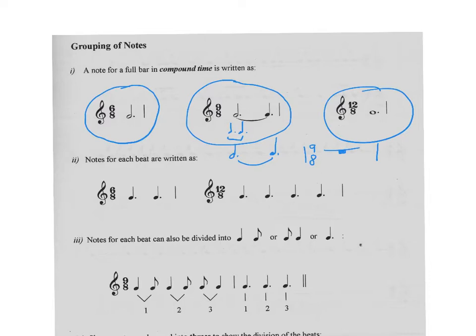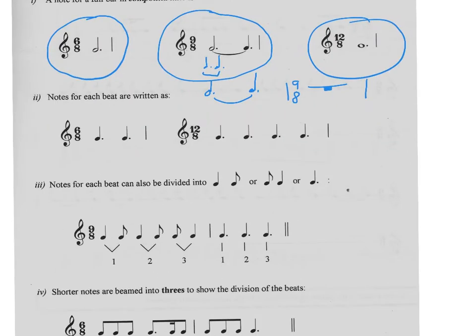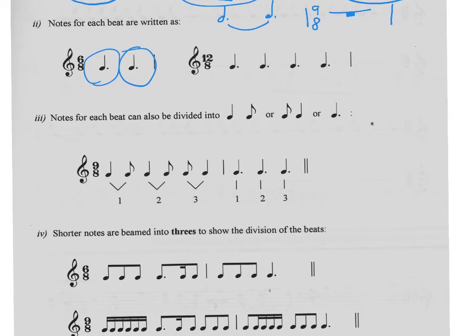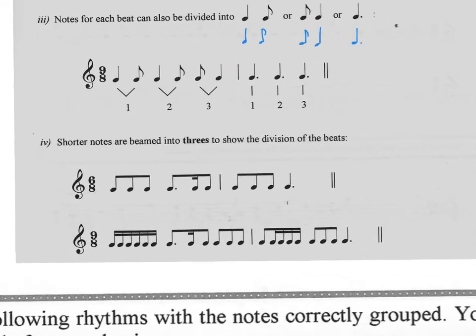Okay, rule number 2 is each beat is written as a dotted crotchet. That's the whole point of compound time. Rule number 3 is the notes can be divided into long and then short, or into short long. This is all put together like that. So when you're doing your work and you're a bit confused, you can't see the rhythm, come back to this page and see if you can figure out what they mean.